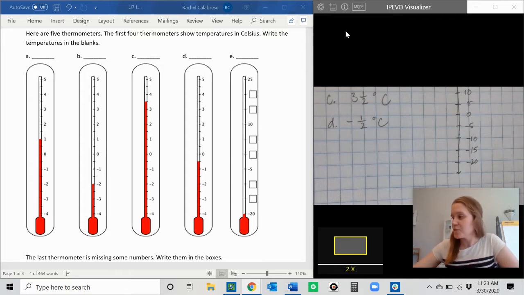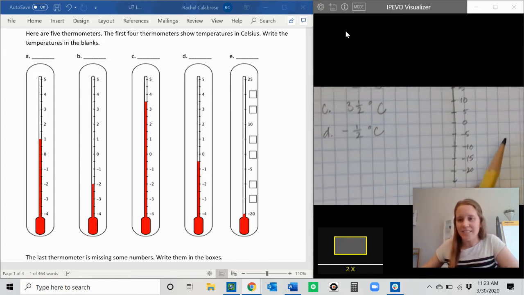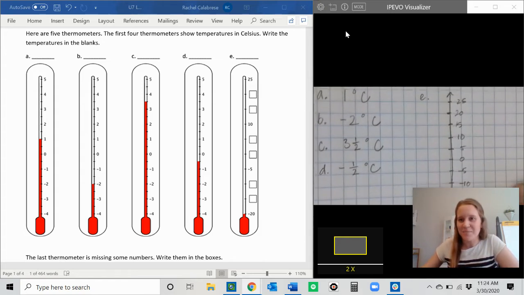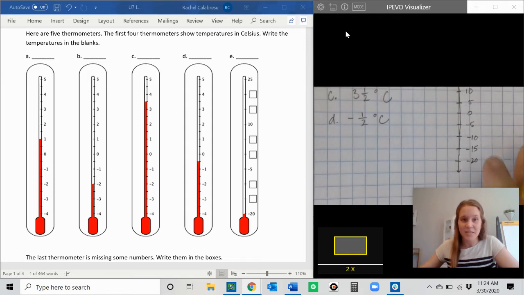All right, so there's my thermometer with all of the numbers filled in. Now I keep saying thermometer, this is actually a vertical number line. The reason we're talking about temperature in class today is because it's a really good analogy for a vertical number line to look at a thermometer.